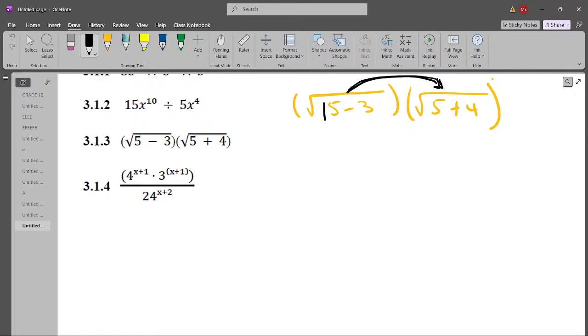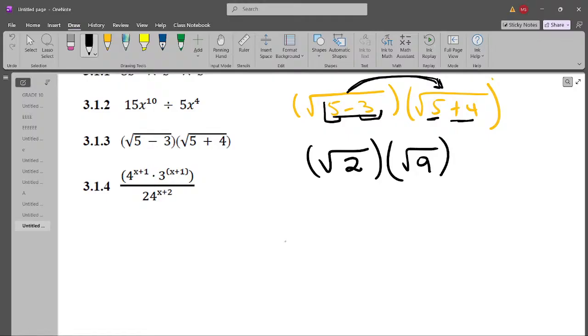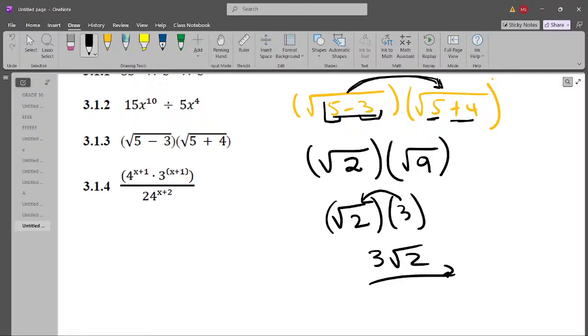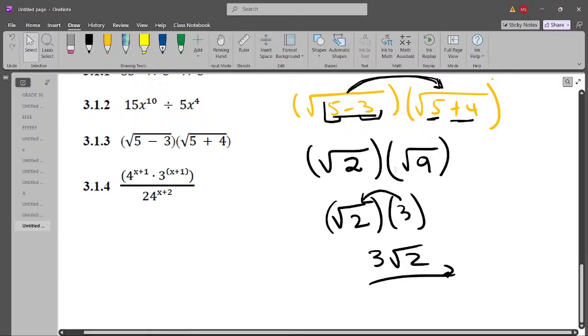5 and 3, these are like terms. That means we can simply say 5 minus 3. And the answer that we will get is what? It is 2. What is 5 plus 4? The answer there is 9. Therefore, root 2 times root 9. What is the root of 9? It is 3. Then 3 multiplied by this root 2, the answer is 3 root 2. So we are having like terms underneath the square root. You can simply add them, subtract them, and get your answer.